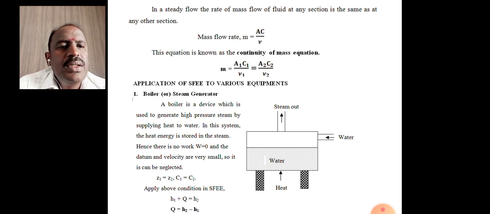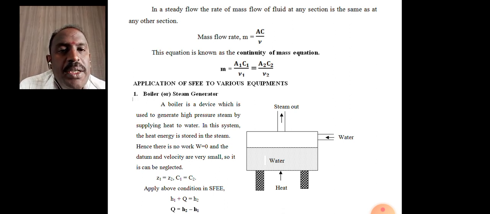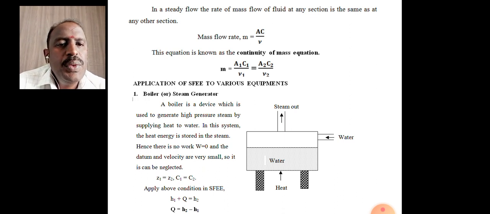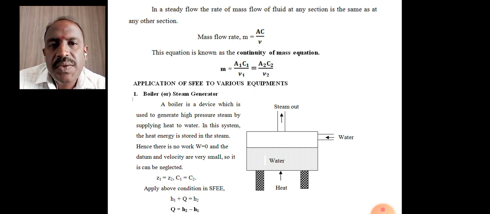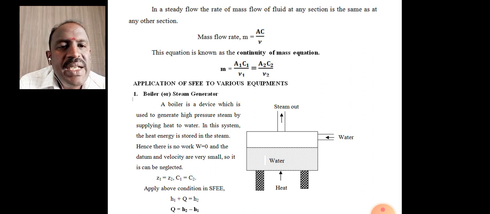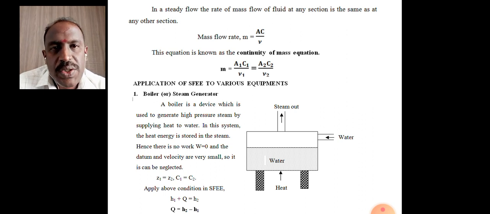In this you can see that the boiler is kept at the same datum height, so Z1 equals Z2, and the velocity throughout the boiler is constant, so C1 equals C2. In the boiler we supply the heat energy, so the work will be 0 here. So the steady flow energy equation can be rewritten as H1 plus Q equals H2. From that, Q equals H2 minus H1.